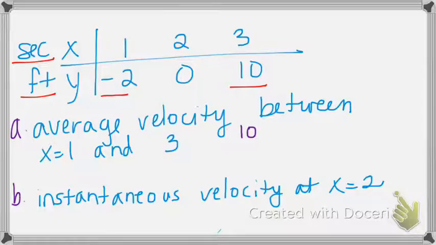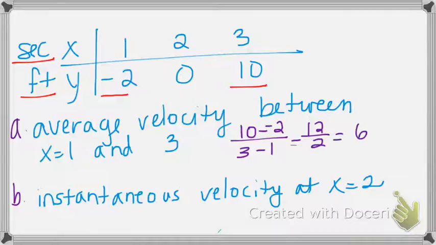Start with the y's, 10 minus negative 2 over 3 minus 1. You get 12 over 2, which is 6. Now, the thing about velocity or average velocity, you should say units since we have them here. We divided the y units first, so it would be feet and then per second, since the top was feet and the bottom was seconds.